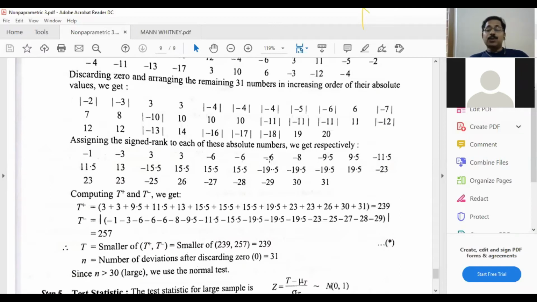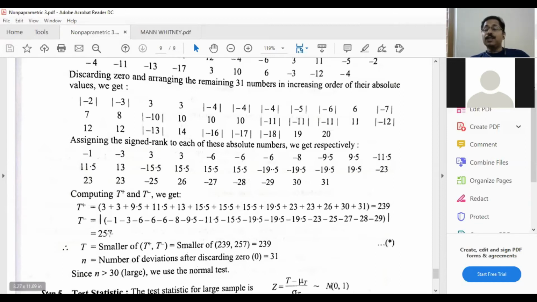Now you separate all these observations into 2 groups, positive ranks and negative ranks, and find out the sum of these ranks. Then positive ranks are these values 3, 3, etc. You find out these positive ranks and sum all these values. The total sum is 239. And you denote that sum as T plus. T plus is sum of positive ranks. Similarly, find out T minus. T minus is sum of negative ranks.